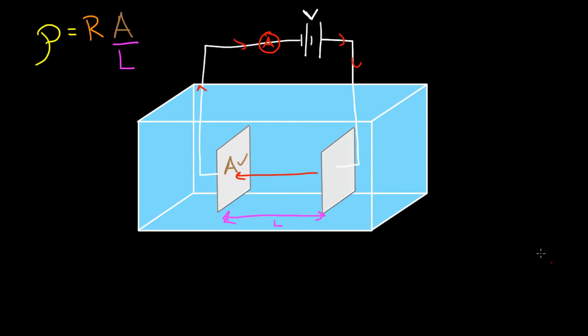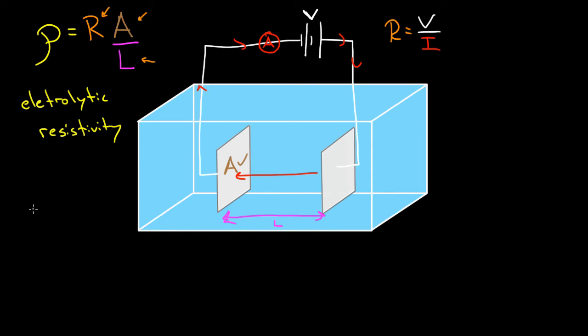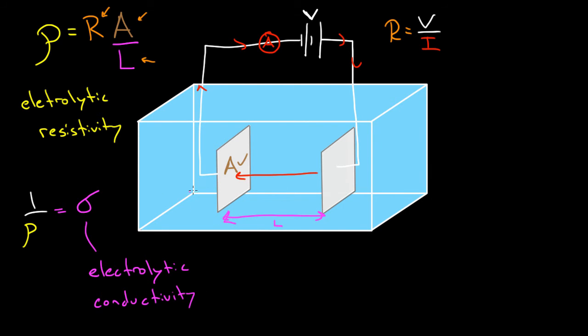Ammeters measure the current. Now I could just use Ohm's law, and I know that the resistance is just going to be the voltage divided by the current. And if I plug all these values into here, I can get an experimental value for the resistivity of this liquid. Sometimes it's called the electrolytic resistivity. Or 1 over the electrolytic resistivity would be the electrolytic conductivity. So this would be the electrolytic conductivity. So this is an experimental way to do it.